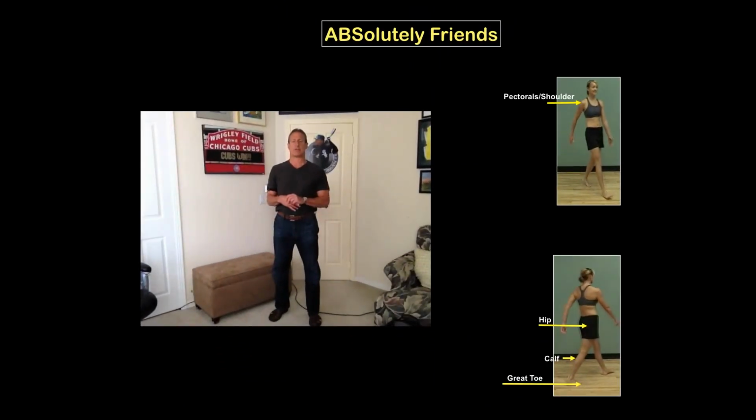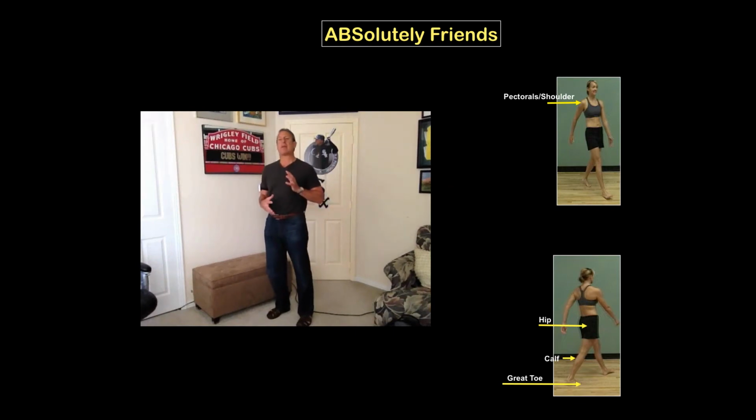Whatever your impression is, whatever your perception is of the core, it goes well beyond the abdominals and the hips. I believe the core starts from the floor. In fact, I believe the core starts from the great toe. If we look at this, I believe the absolute friends of the abdominals are the hip flexors, the calf, the great toe, and the shoulder girdle.